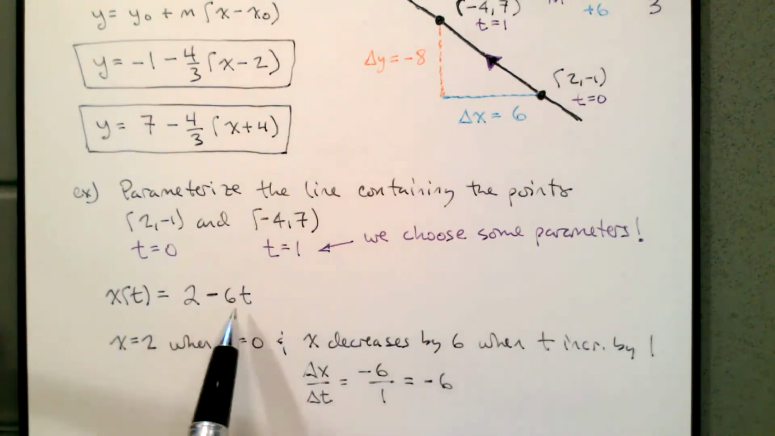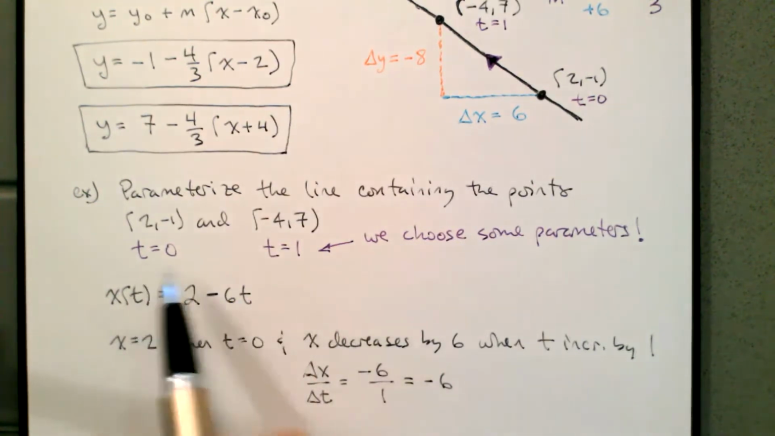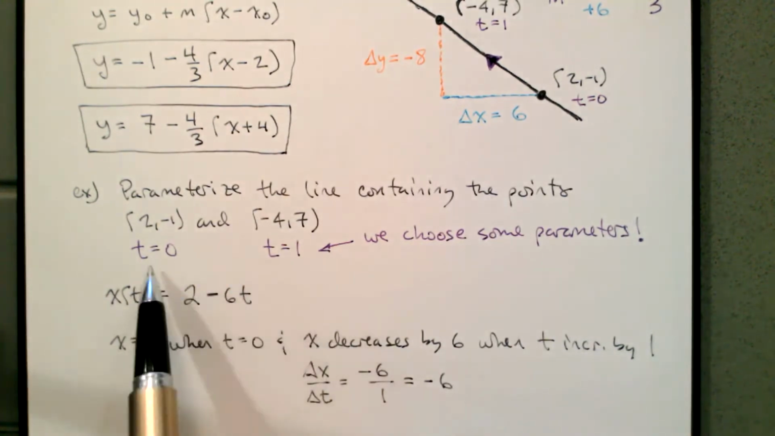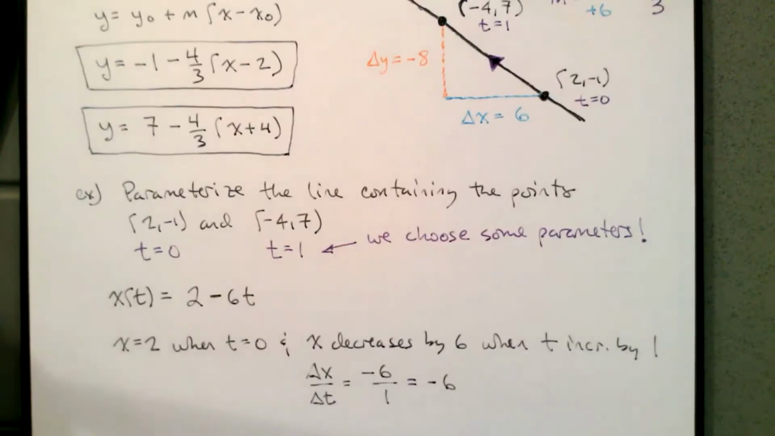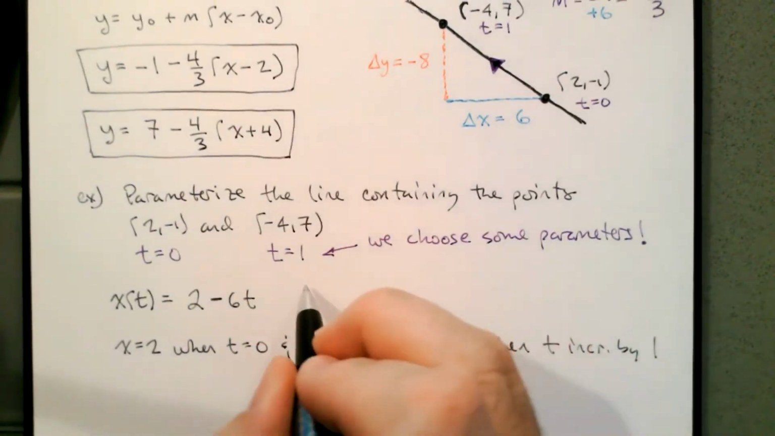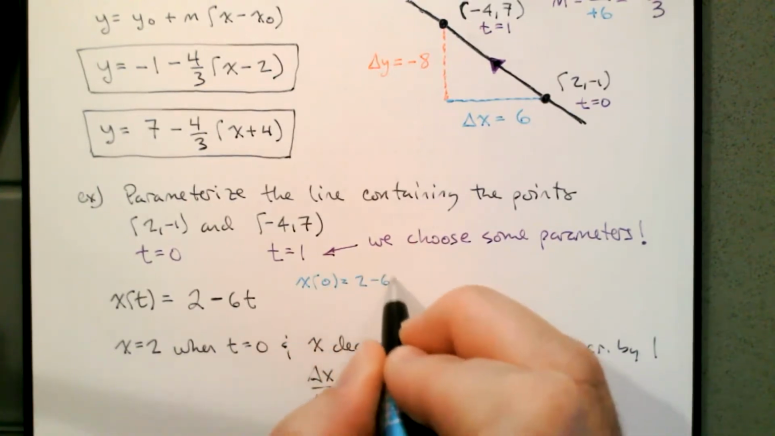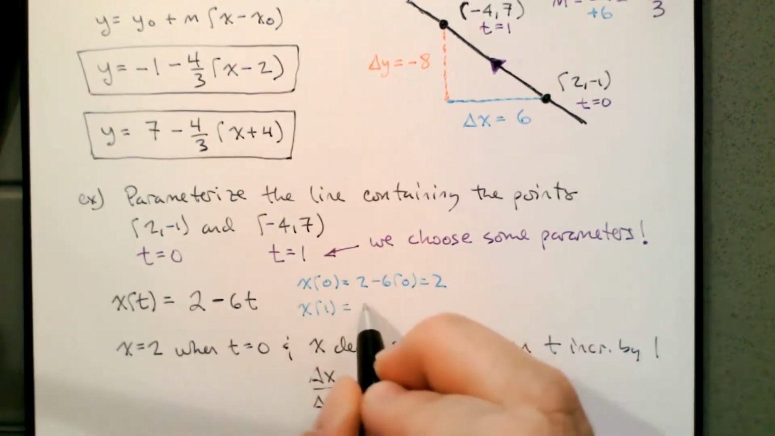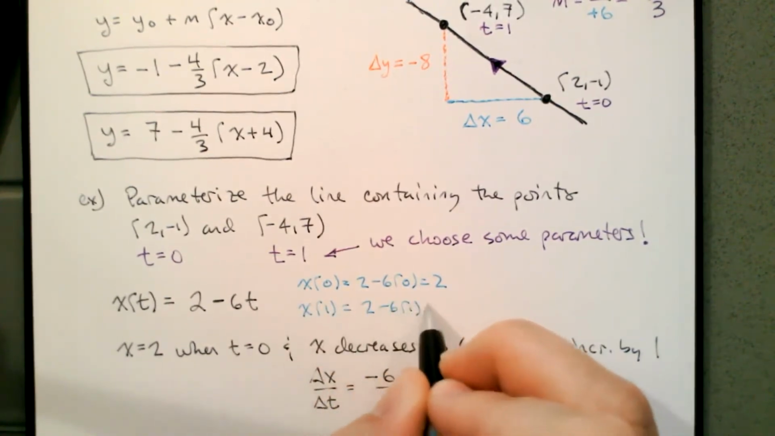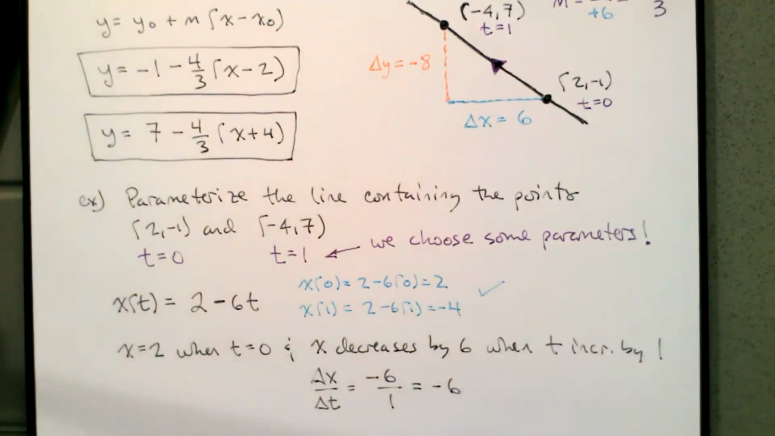Note that if I plug in t equals 0, I get 2. And if I plug in t equals 1, I get -4. That's what we wanted to happen when we assigned these parameters. This was our choice, so this fits. If we calculate x of 0, 2 minus 6 times 0 is equal to 2. And if we calculate x at 1, then 2 minus 6 times 1 is -4. The x's check out.